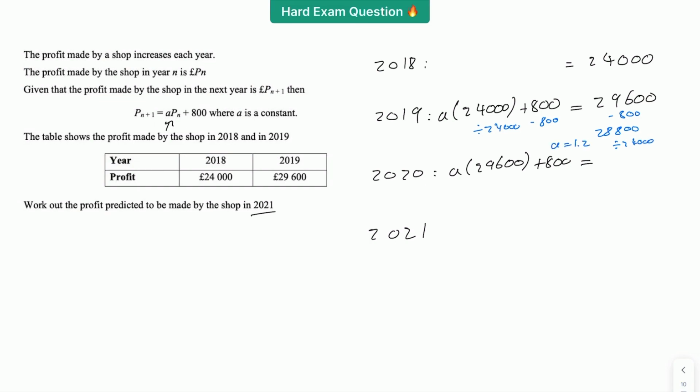Now I know what A is. I can put A into there. So that's going to be 1.2 times 29,600 plus 800, and that gives me the answer at the end of 2020 as 36,320. And then I'm going to use that and substitute that into this year. So that's going to be A, which is 1.2, times the previous year, plus the 800, and that is 44,384. So that was that.